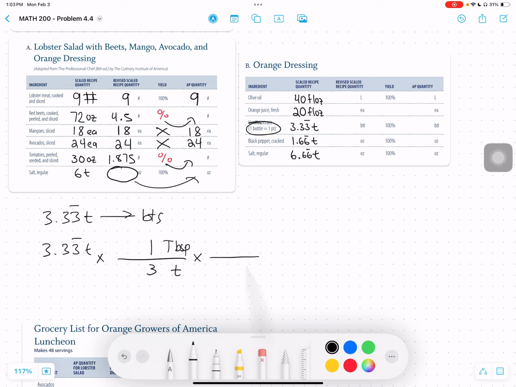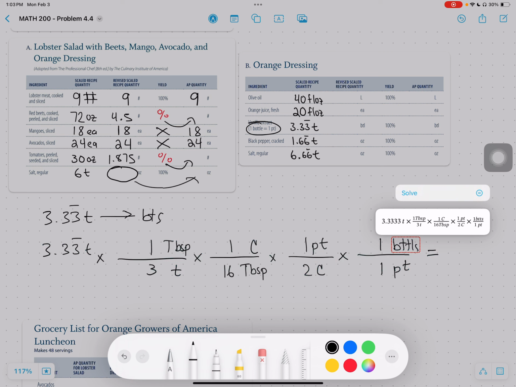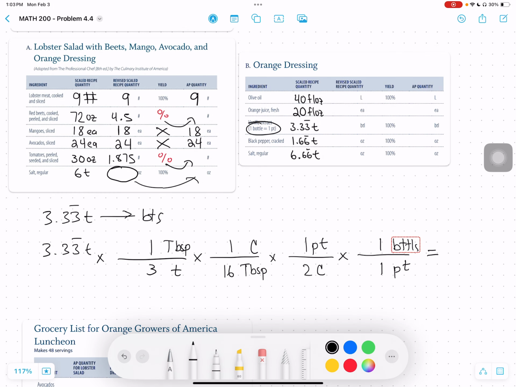Okay, and then I'll go from tablespoons to cups, which is 16 tablespoons to 1 cup. Okay, and then 2 cups is 1 pint. Then last but not least, pints to bottles, which is a 1-to-1 conversion. If you know the conversion from teaspoons to pints, then you can go ahead and do this in one step.